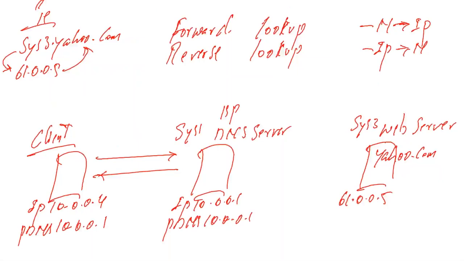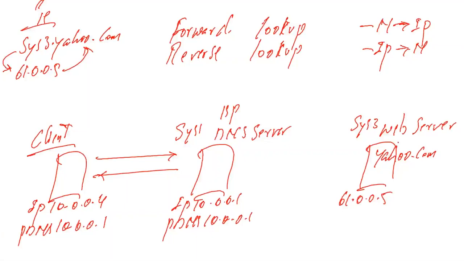So now tell me, will this web server information be fed automatically into the DNS server, or do we have to feed it manually? When you create the web server in your organization, will this information automatically be stored in the ISP's DNS server, or do we have to feed it? We have to feed it. Automatically, it is not going to happen, okay? So we have to feed it.